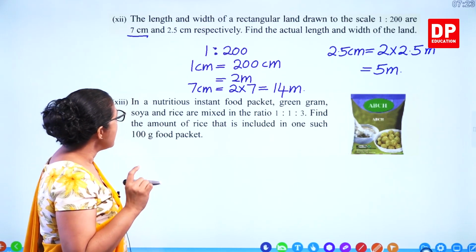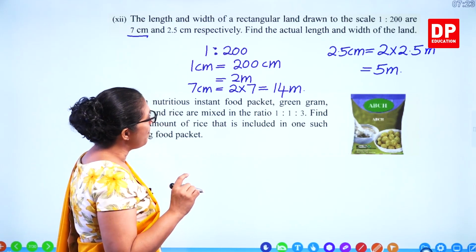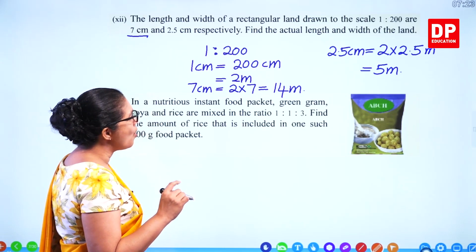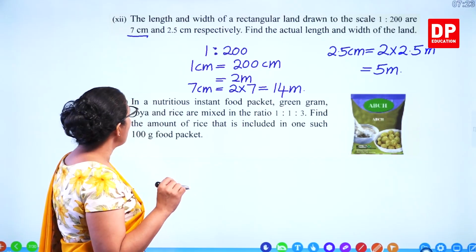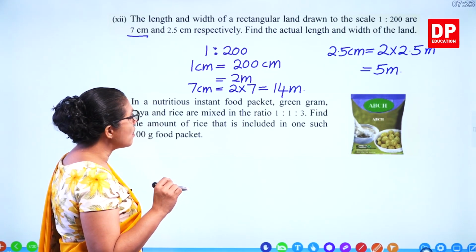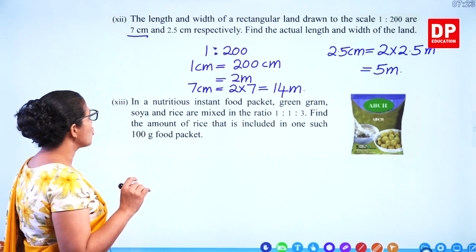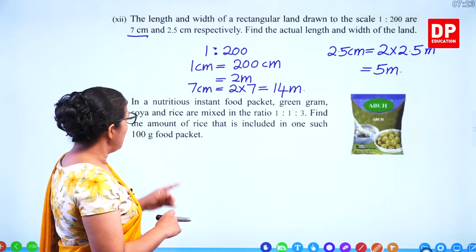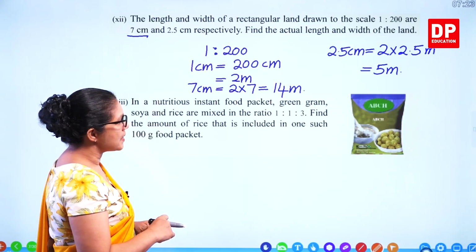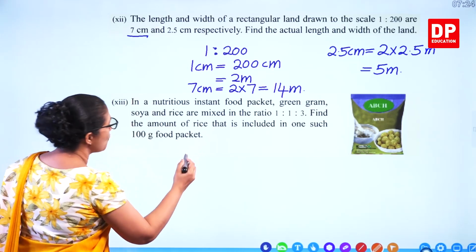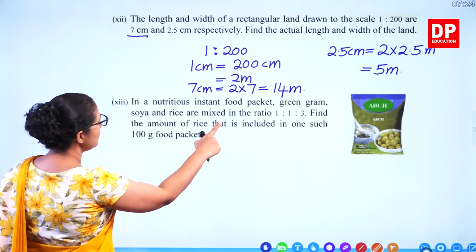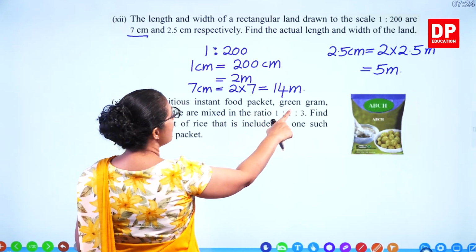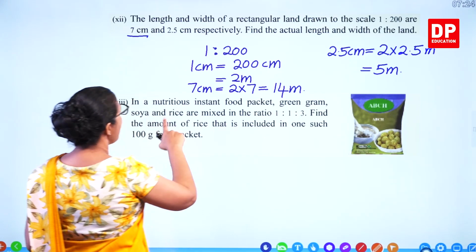This one, in a nutritious instant food packet, green gram, soya and rice are mixed in the ratio 1 to 1 to 3. Find the amount of rice that is included in one such 100-gram food packet. So the total mass is given, 100 grams. What's the ratio? It's given: green gram, soya and rice.